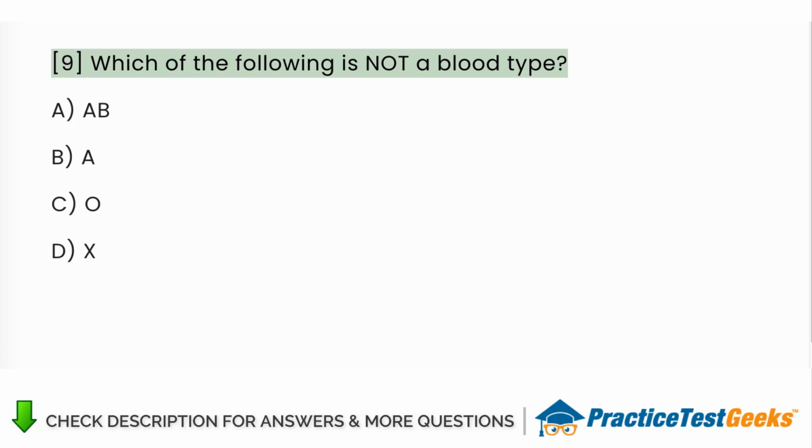Which of the following is not a blood type? A. AB. B. A. C. O. D. X.